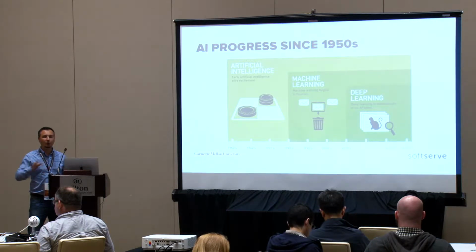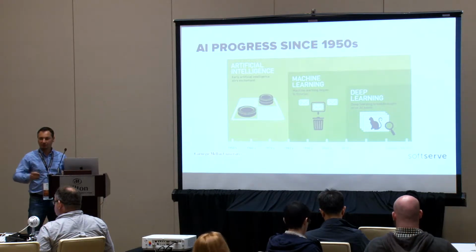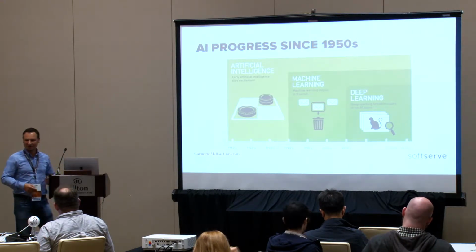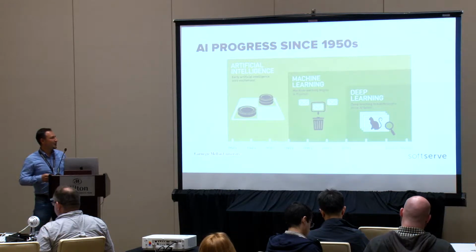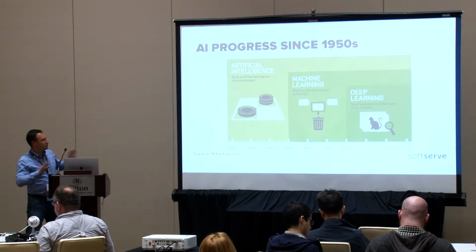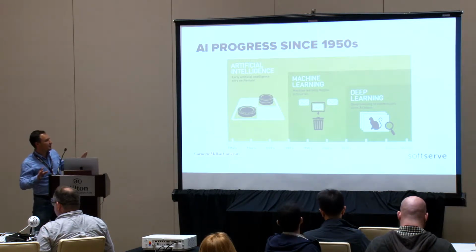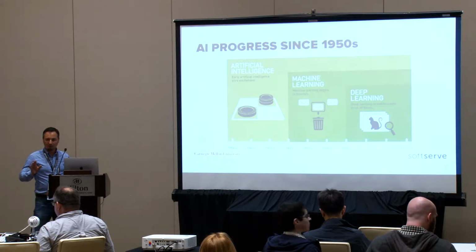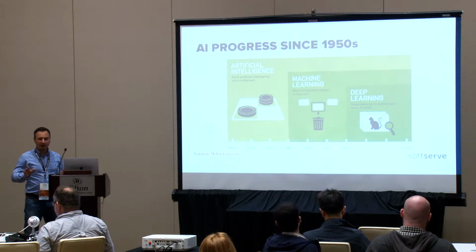How many of you have heard about deep learning? Yeah, so I would say this is too basic for you, and we can go quicker. Just a brief summary: AI is an umbrella term. Machine learning is a method of AI, and deep learning is a technique of machine learning.